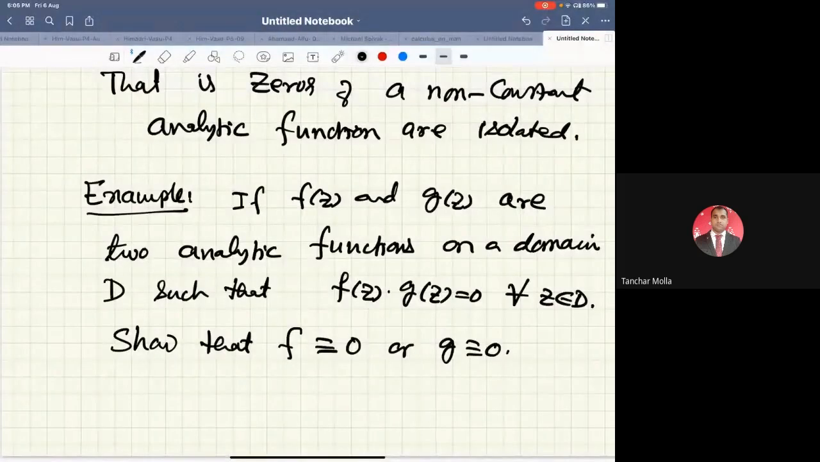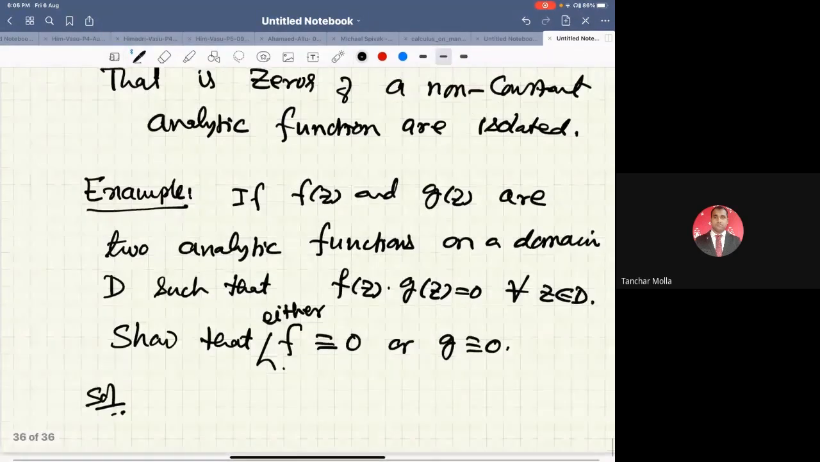So what is given? We have been given two analytic functions whose product is 0 for all z in the domain D. We have to prove that either f equals 0 or g equals 0. So can someone give a suggestion how to proceed?